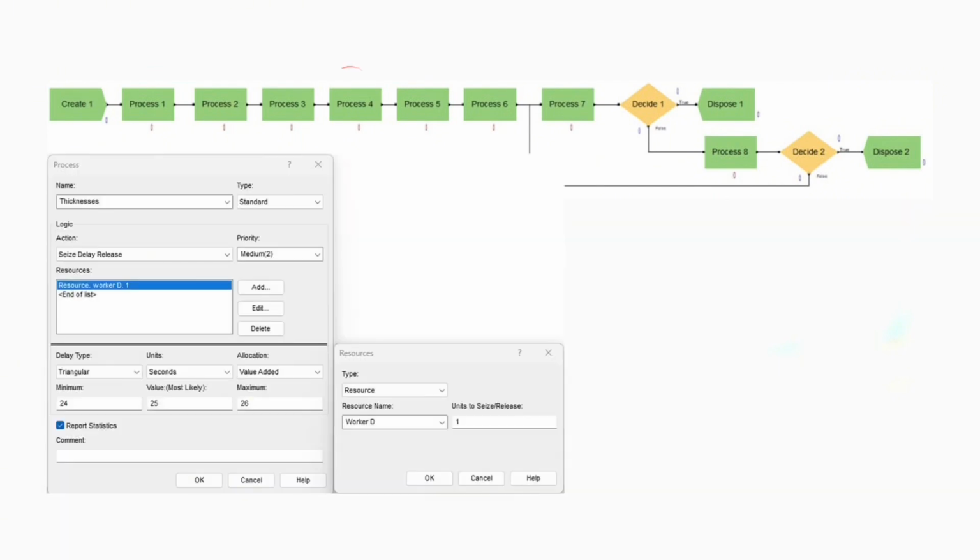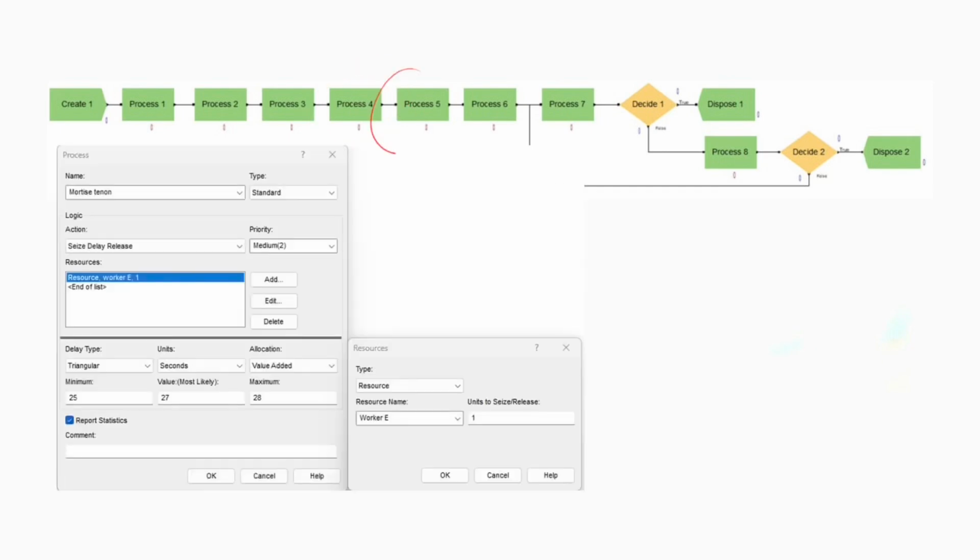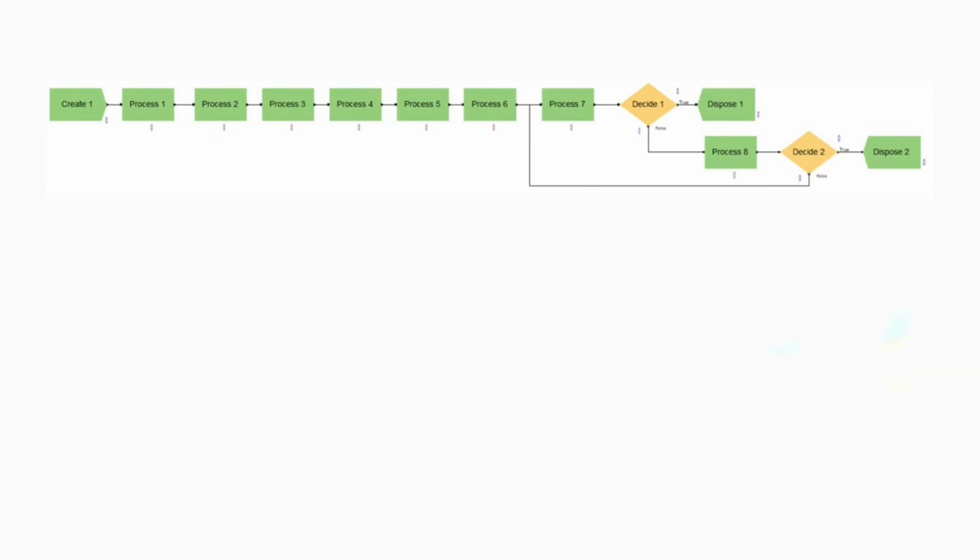The fourth process is thickness, where the value for minimum is 24, most likely 25, and maximum 26. The fifth process is multi-spindle, where the value for minimum is 25, most likely 27, and maximum 28.